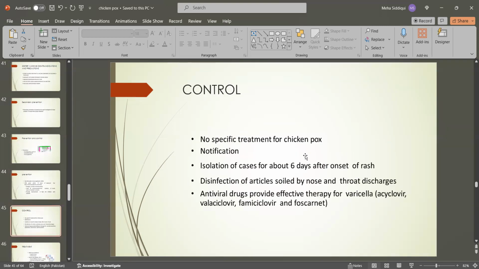Control: there is no specific treatment for chickenpox. Notification. Isolation of cases for about 6 days after onset of rash. Disinfection of articles soiled by nose and throat discharges. Antiviral drugs provide effective therapy for varicella. These are acyclovir, valacyclovir, famciclovir, and foscarnet.